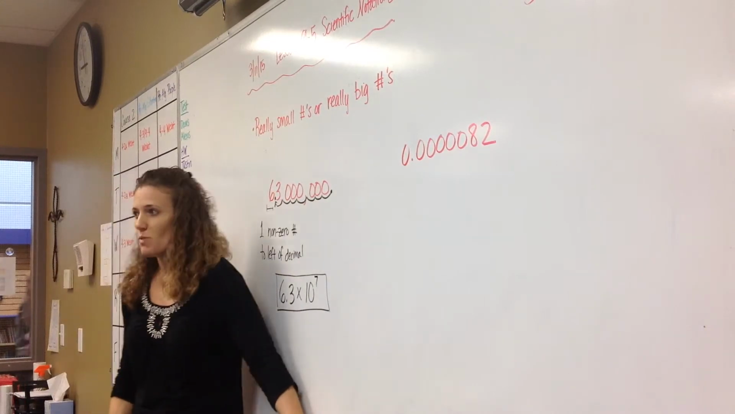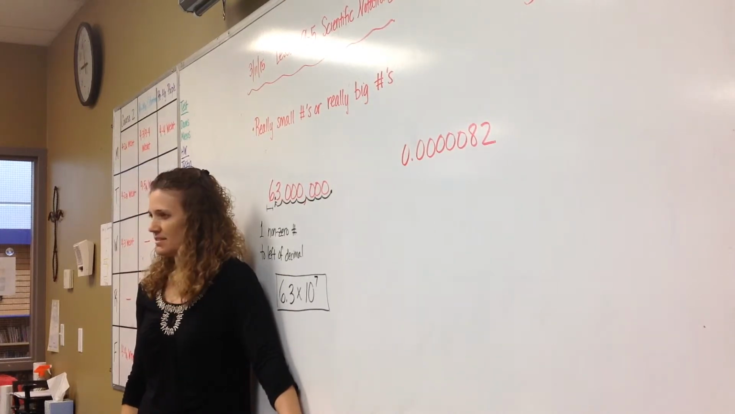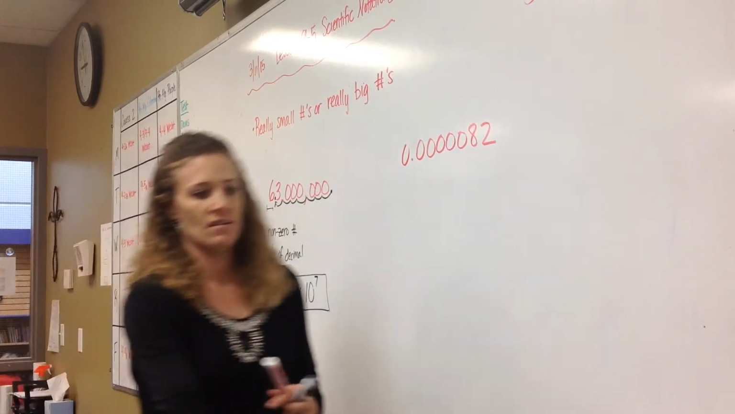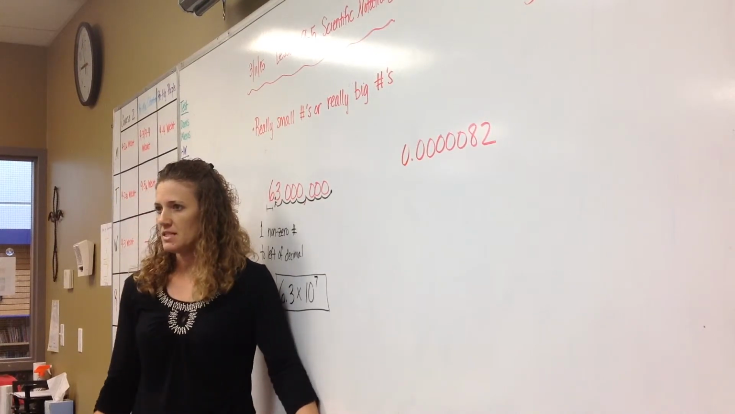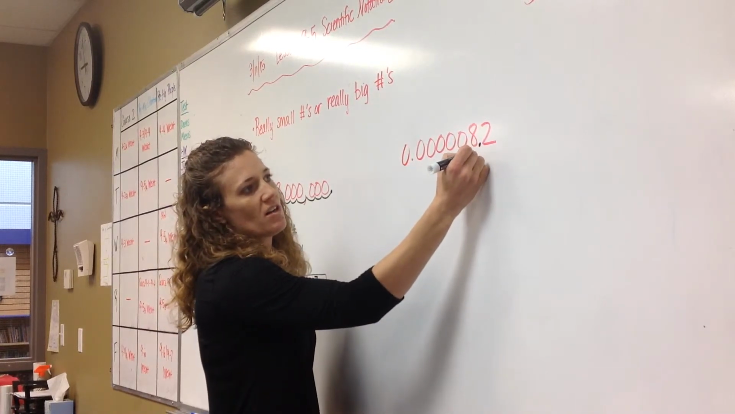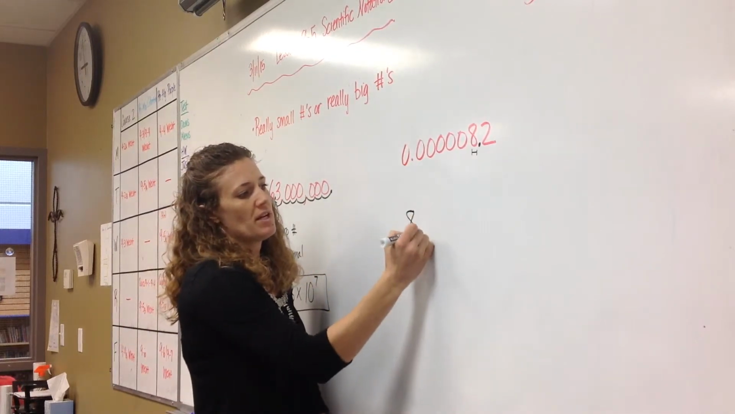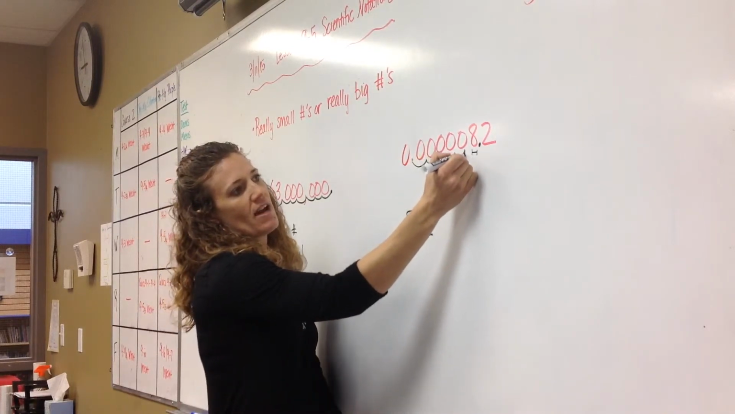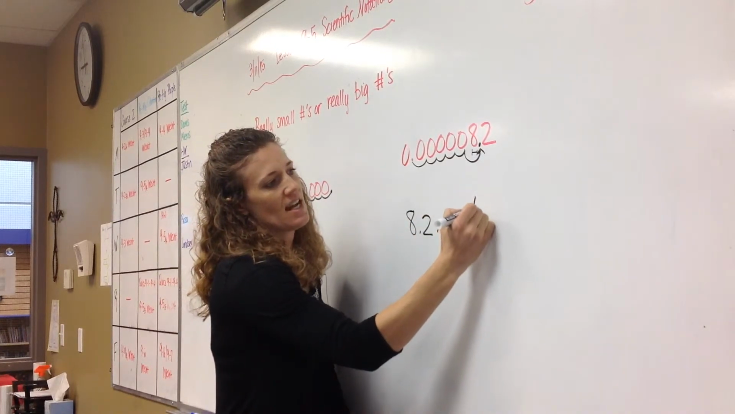That number is way less than 1, right? Everybody see that? So now where do I want my decimal? Between the 8 and the 2, because that's going to give me one non-zero number to the left of it. So I'm going to end up with 8.2. I'm going to figure out how many times I had to move my decimal to get it there. 3, 4, 5, 6. Negative 6. So it's going to be 8.2 times 10 to the negative 6.